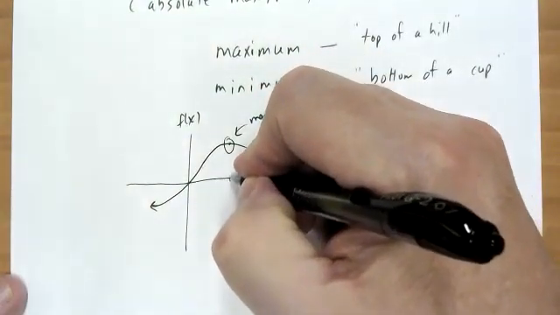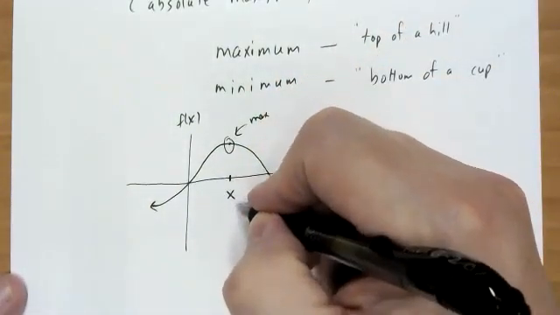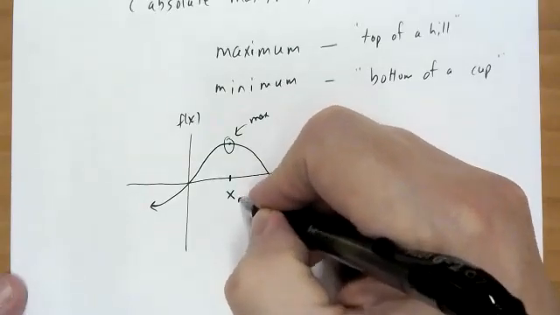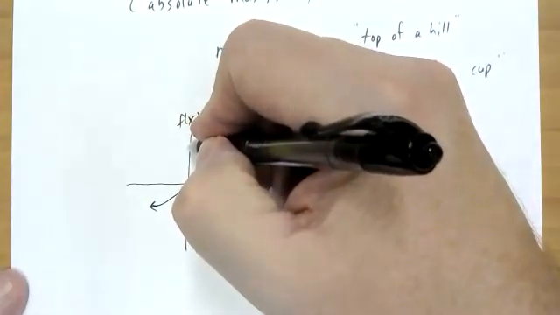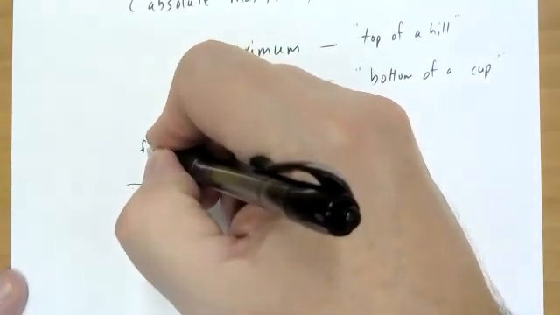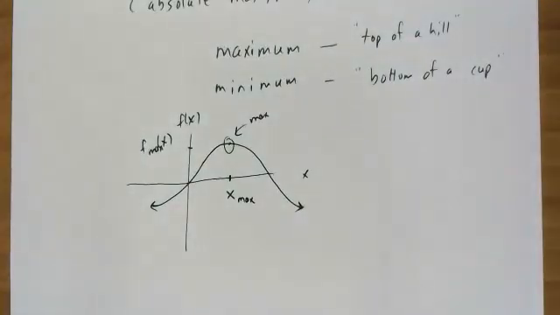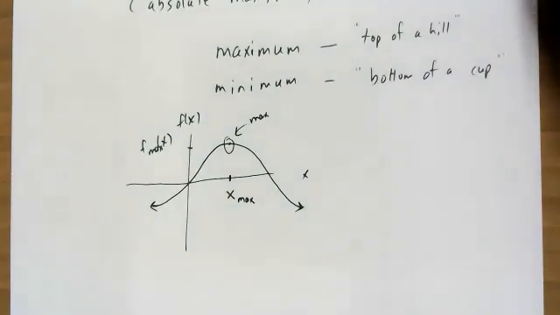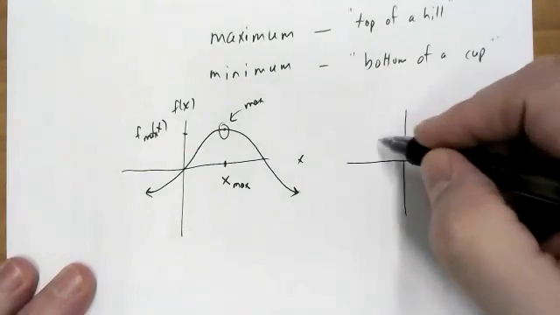And oftentimes you look for the value of x, and just for fun, I'll call this value of x with a little subscript. This is the value of x that gives us the maximum, and then here is the actual value of the maximum of the function. In the same way, I won't take a lot of time to talk about it.